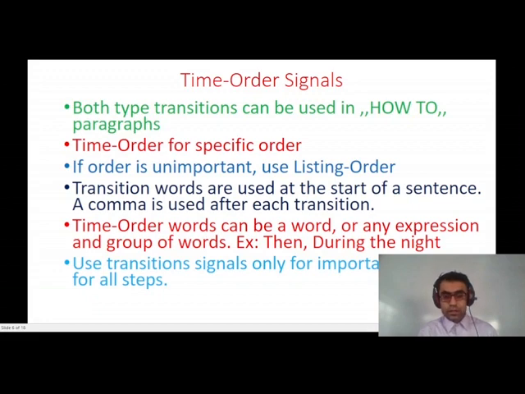Transition words are used at the start of a sentence. A comma is used after each transition. Yes, this is really important. We need to remember to put a comma after each transition. And all the transition words are used at the beginning of a sentence. Transition words are usually used at the beginning of a sentence and usually followed by a comma.